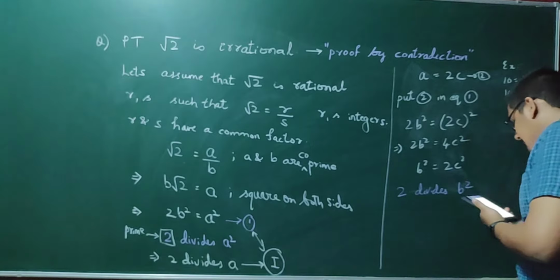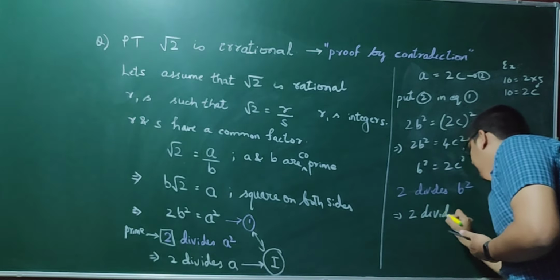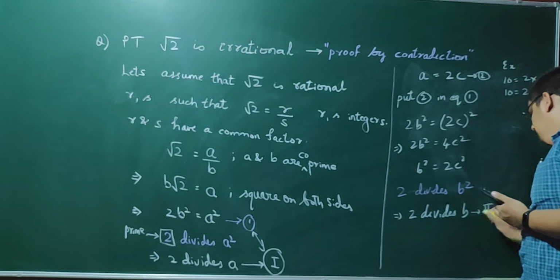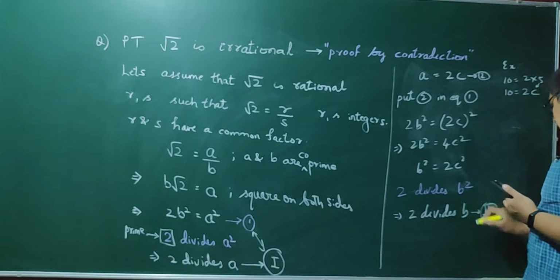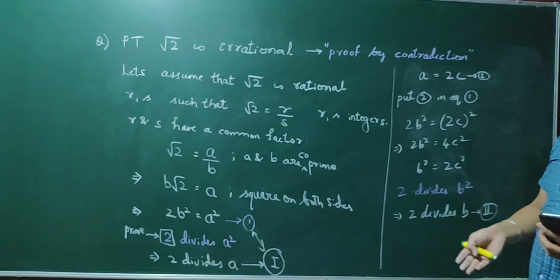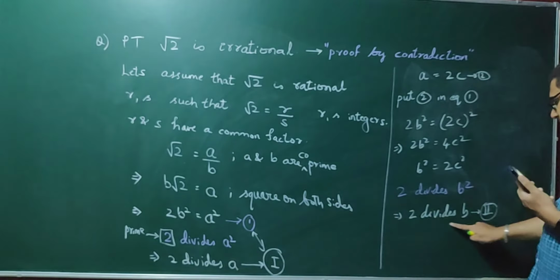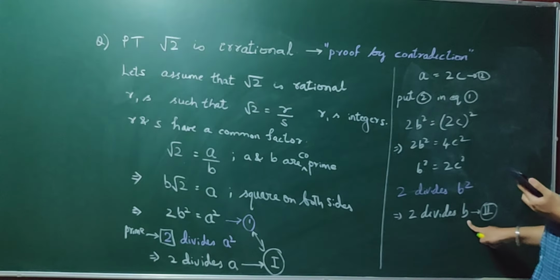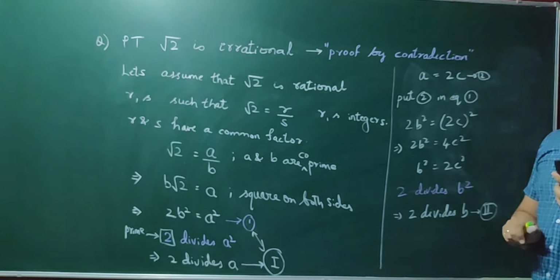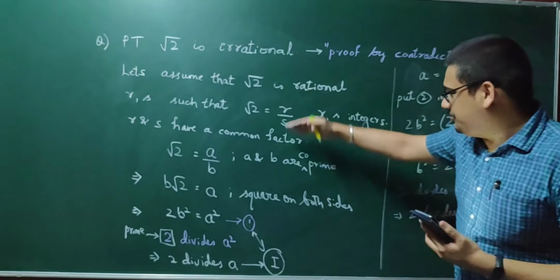We can say that 2 divides b. This is my second statement. Now you observe, this is very important, extremely important, students. Observation is very important. Now you observe, we had 2 divides A, we have 2 divides B, but in the beginning we assume that A and B are co-primes. Am I right? This is the reason why we have to come from this step to this step.